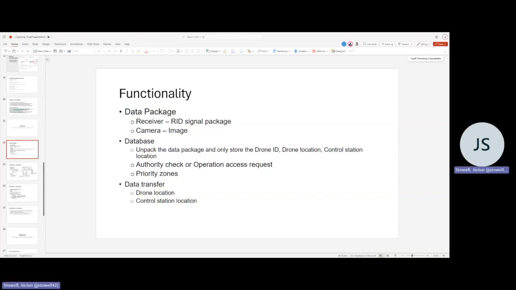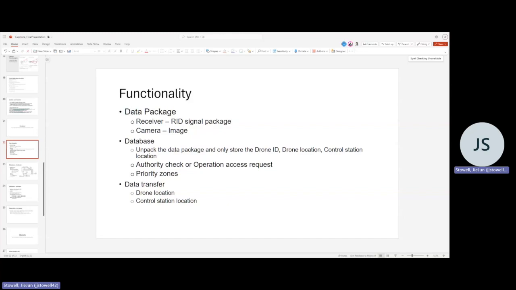Once the database application unpacks the data package, it will extract the relevant information from the RID signal, which includes the drone ID, the drone location, and the control station location. Then it will check for the corresponding drone ID and see if authorized access is given or not. If no authorized access is given, then it will request operation access from the user, which will be sent to the website system.